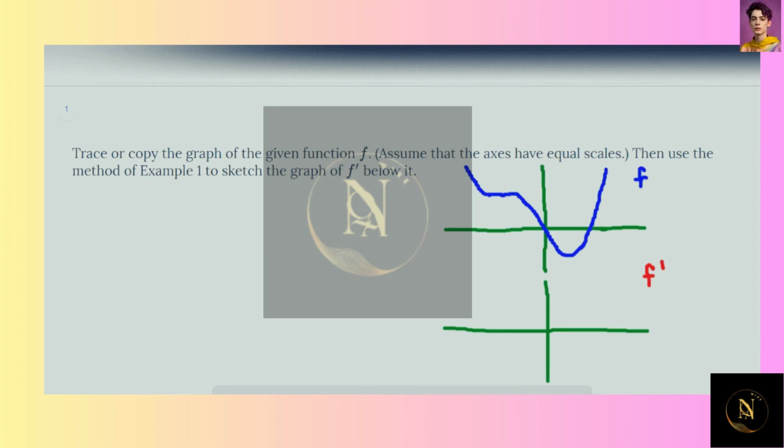Trace or copy the graph of the given function f. Assume that the axes have equal scales. Then use the method of example 1 to sketch the graph of f prime below it.